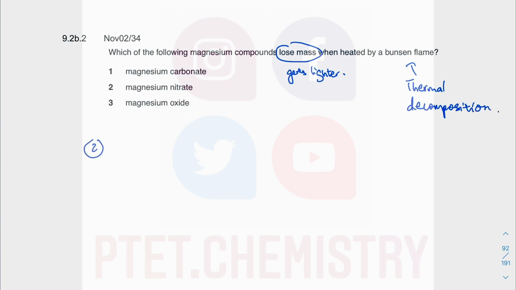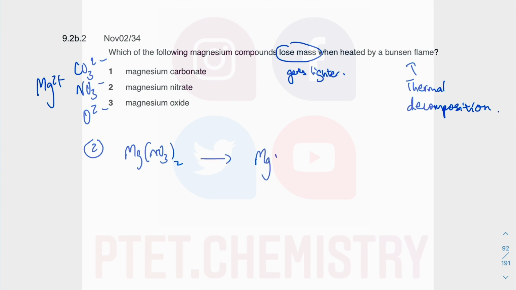And if you think about magnesium nitrate, all of these will be Mg2+. Top one you have CO3 2-. Second one you have NO3-. Bottom one you have O2-. So you have Mg(NO3)2. Then you will get group 2 oxide, which is Mg2+ O2-.